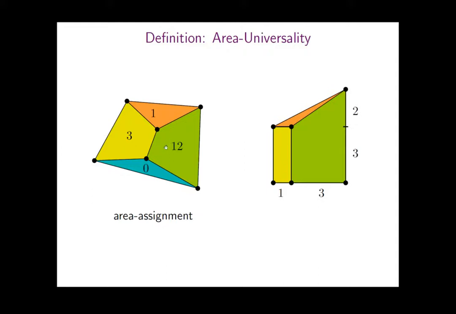However, area universality means that for any area assignment, we can find a drawing. So it's a very strong property of a graph, right? I showed here that for the specific area assignment there's a drawing, but area universality means for any area assignment there is a drawing, as in this example. Of course we want only positive area assignments, and we also allow 0, but not negative area assignments.